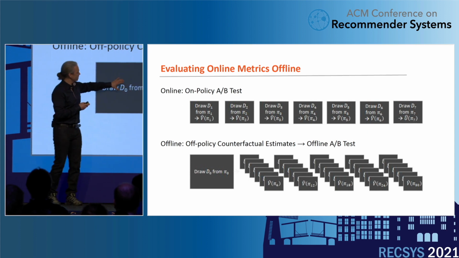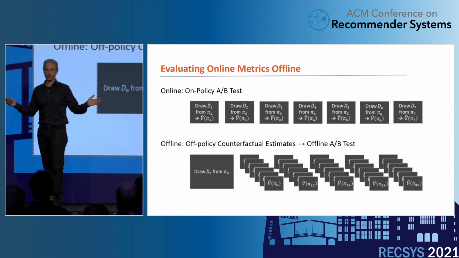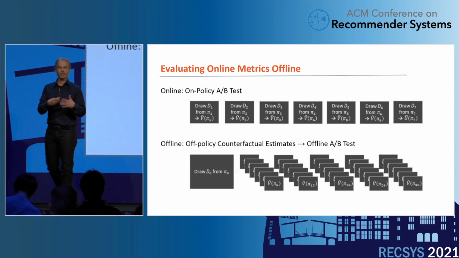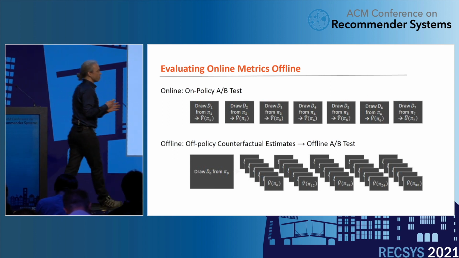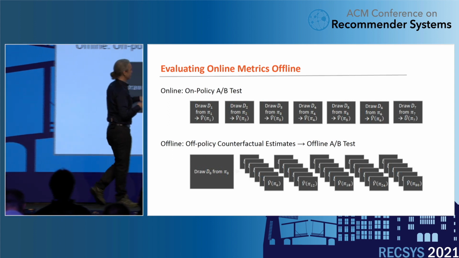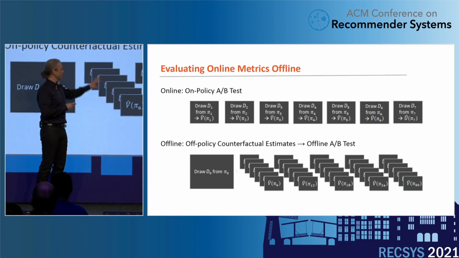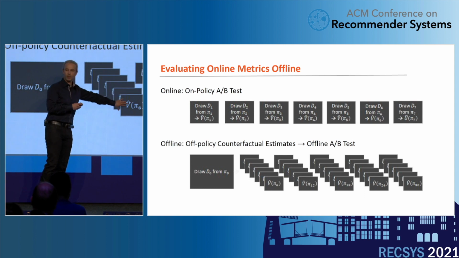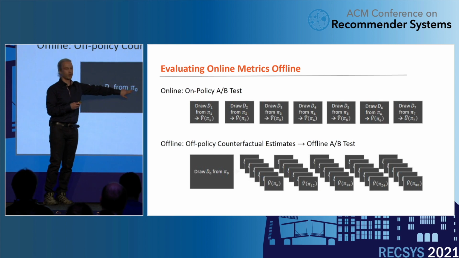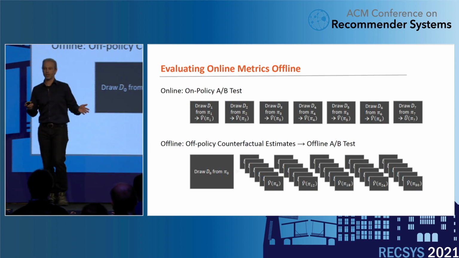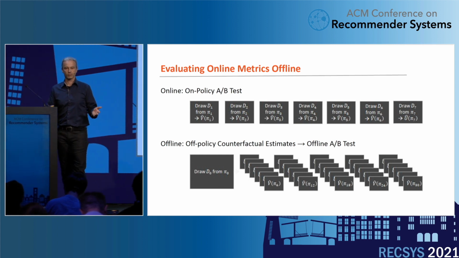We would get data from some historic policy pi null, and that's our logging policy. We collect this data. It's maybe the data that we collected last month. And then, without fielding any of the new policies that we want to evaluate, we want to have some method, some estimator that would tell us how good these methods are, but only using the data that we collected from this policy pi null, the data that we already have. And potentially, that lets us be much, much faster, right?